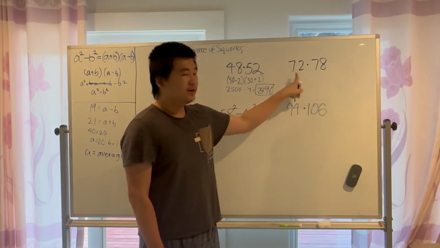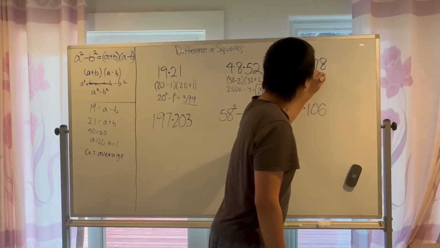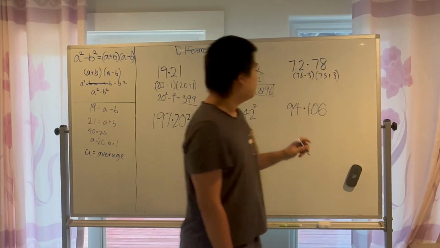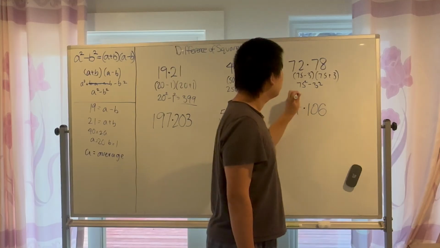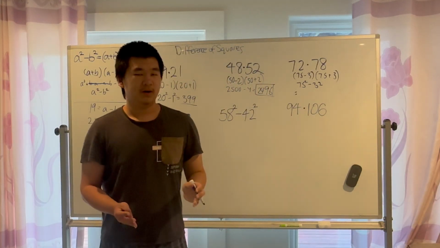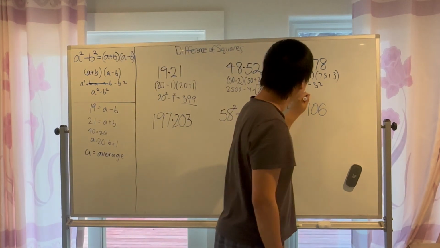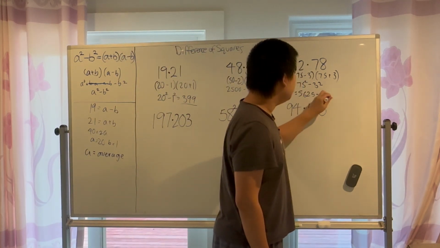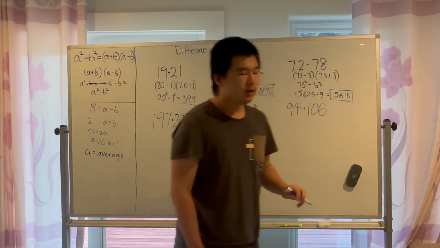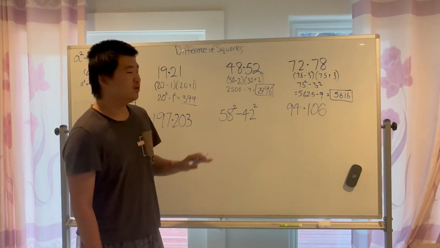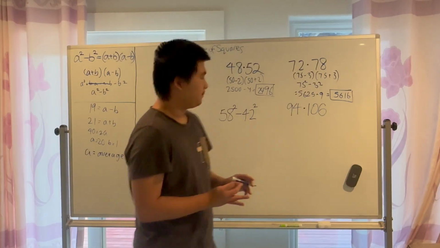So we're going to say 72 is 75 minus 3, and then times 75 plus 3. So then we get 75 squared minus 3 squared. So what is 75 squared? Just do it in our heads. That's 5625, right? And what's 3 squared? That's 9. So our answer is 5616. And once you're very familiar with this trick, it should be pretty easy to just go from here directly to here, because of course that is the goal of number sense, right?